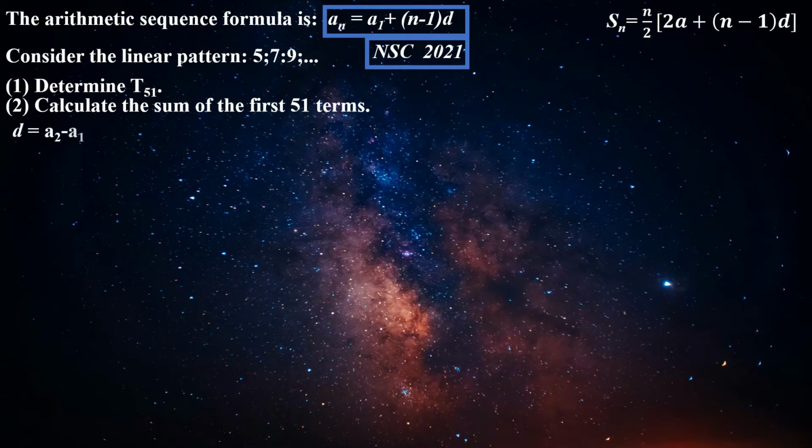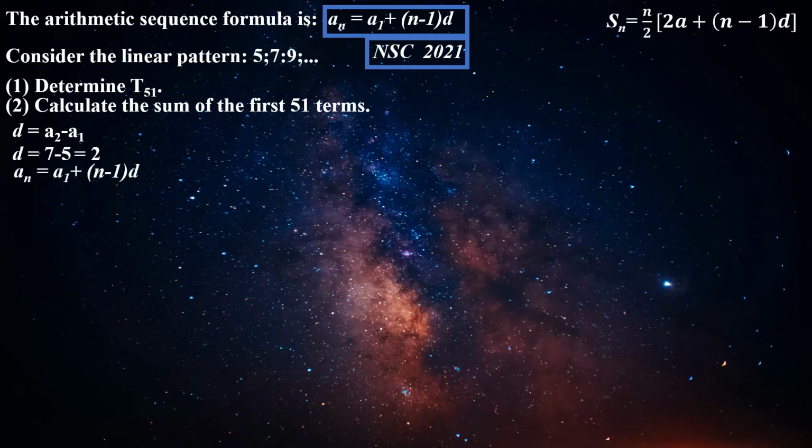Okay, so here you have d is a2 minus a1. That's what we're going to use, right? To find the common difference, or you can say a3 minus a2. Just choose what you want. So I'm going to say 7 minus 5, and I'm going to find a common difference as 2. Okay, so to find T51, we're just going to use the formula.